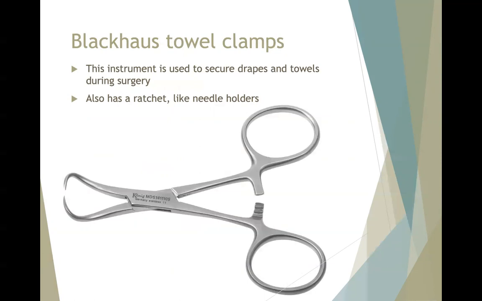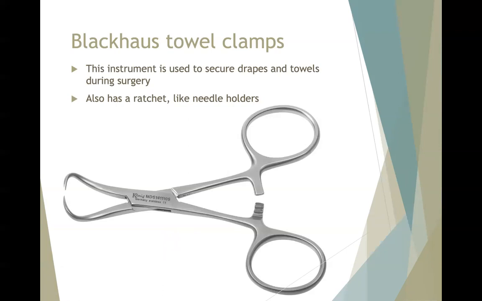Now, this is our Backhaus towel clamps. We use these when we are clamping our towels or drapes down on our patients. Again, if you want to watch a great draping video, that's going to be included in the lecture videos in 105-1. So we're going to use this instrument. It's got a locking mechanism up here, and depending on the one you're looking at, this is a very small Backhaus towel clamp.